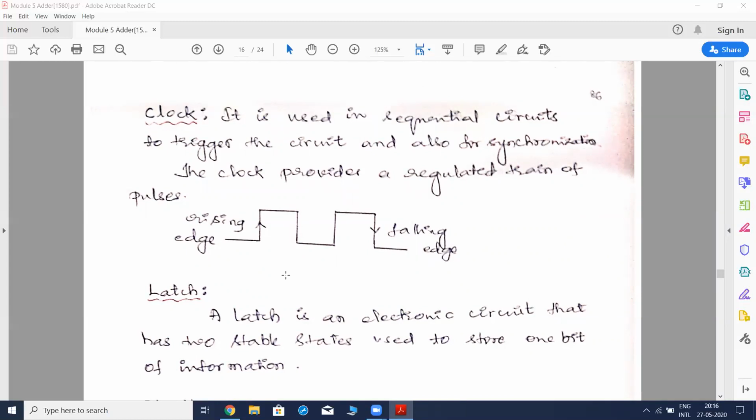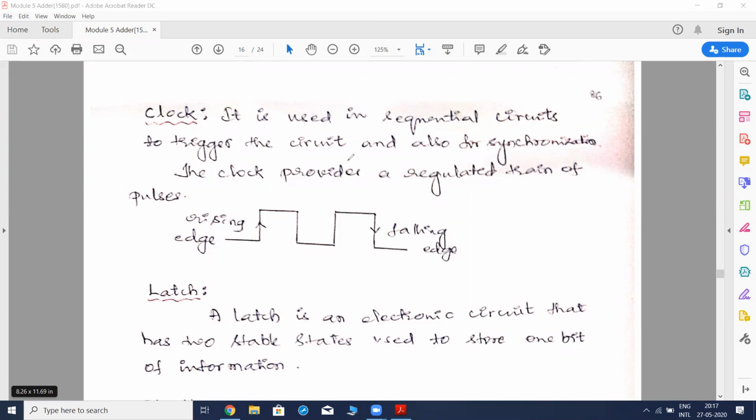Then what is the meaning of clock over here? A clock is nothing but a regulated train of pulses. This is how we represent the clock signal. It has two types of edges. This particular edge is called the rising edge, and this particular edge is called the falling edge. So this is called the clock signal.